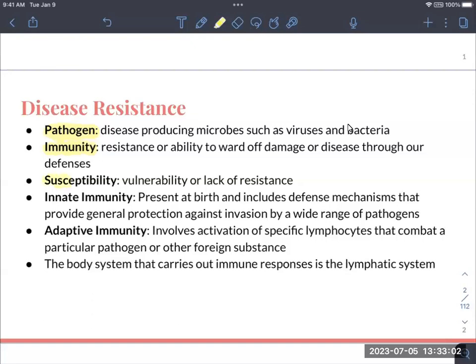Susceptibility. How easily can you get sick? How easily or vulnerable are you to different pathogens?